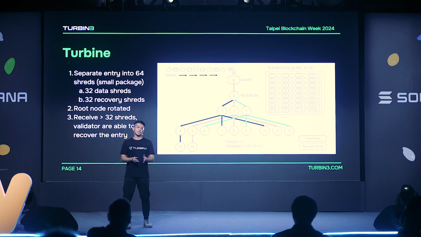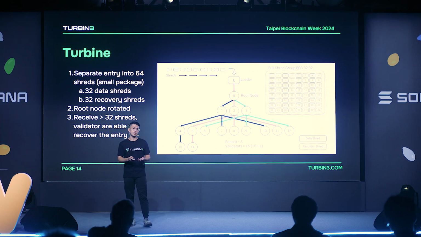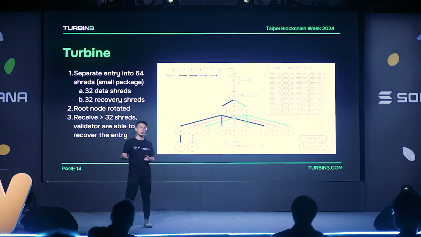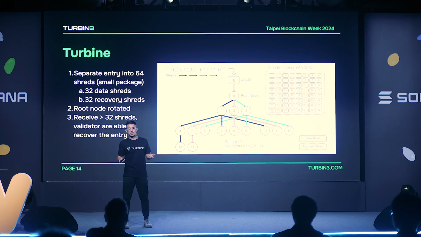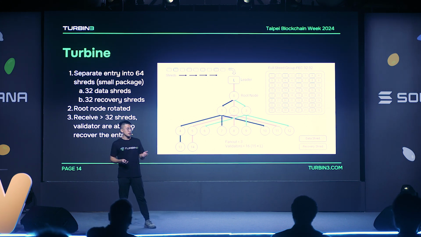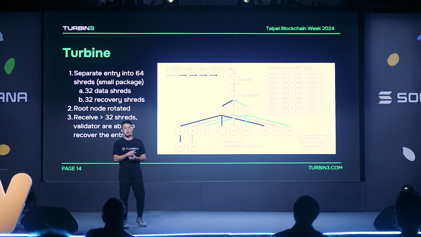Half of them are data threads, and the rest are recovery threads. Solana needs this design because when the threads are broadcast, they can be corrupted or go missing. So they need a tolerance mechanism, so that even if they don't receive all the packages, they can still recover the whole set of threads.